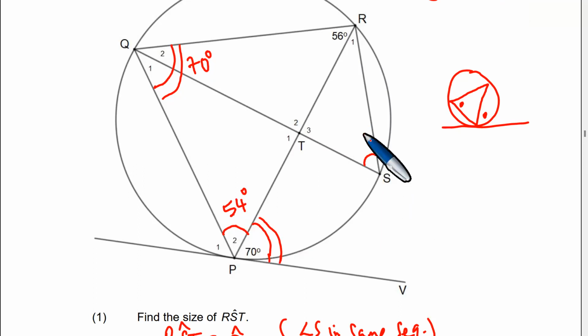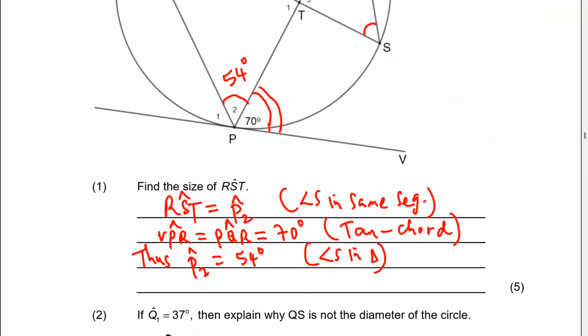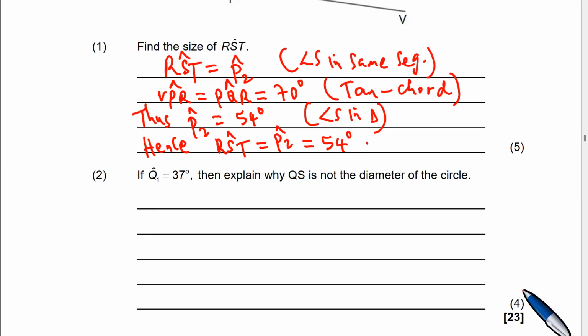We need to get what they want, because they didn't want P2, they just needed RST. So you can come in there and say hence RST is actually equal to P2, which is equal to 54 degrees. Hence, RST is equal to 54 degrees, which is what you wanted for 5 marks. You have that one. All right, there's another question.